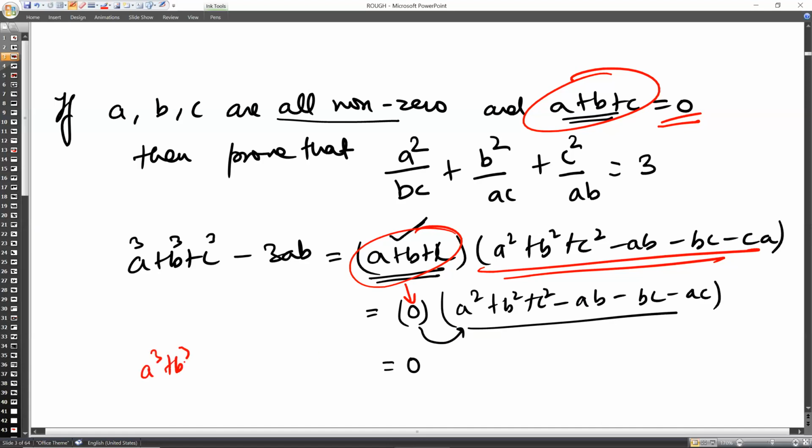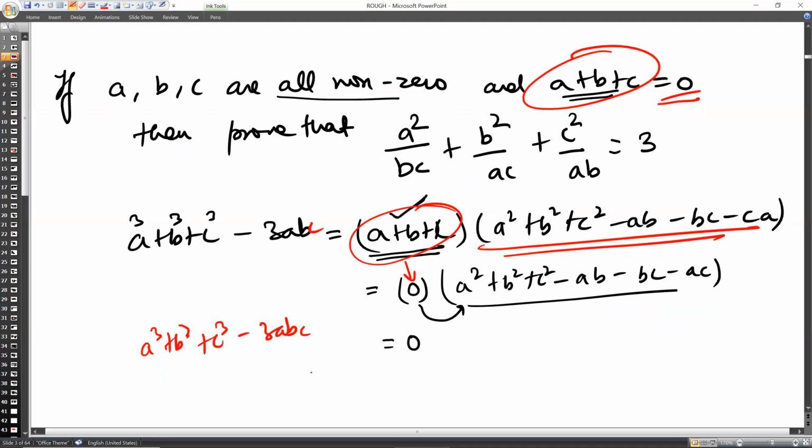Now what is it? A cube plus B cube plus C cube minus 3ABC. Since this becomes equal to 0, this 3ABC will go to that side and we will have A cube plus B cube plus C cube.